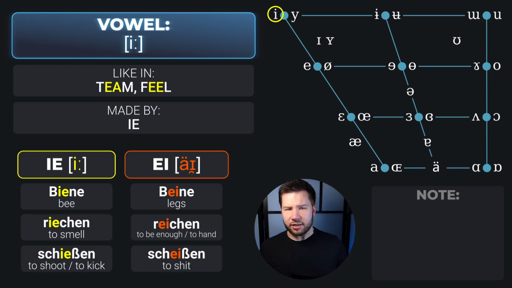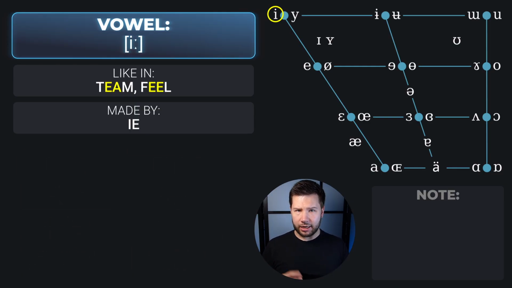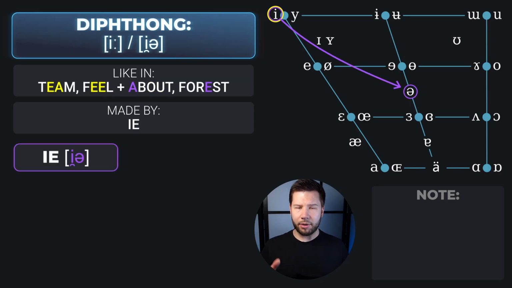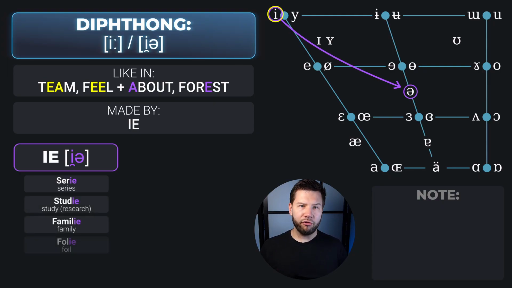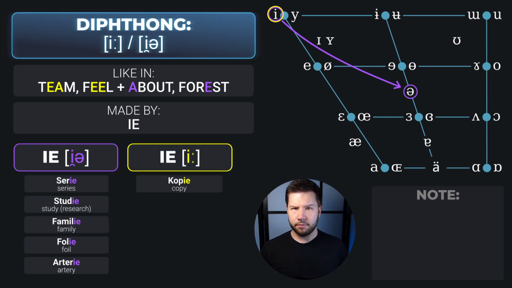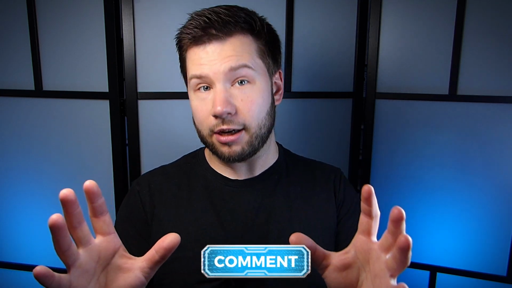There are, however, a few instances where the I is pronounced separately from the E. In these cases, the letter combination IE makes this sound, ihr, basically E followed by a schwa. Serie, Studie, Familie, Folie, Arterie. But watch out, the following ones are just pronounced with the long I. Kopie, Energie, Theorie, Genie, Melodie. I have no clue why that is. If you know the etymological history behind these 2 sounds, please let us know in the comments.